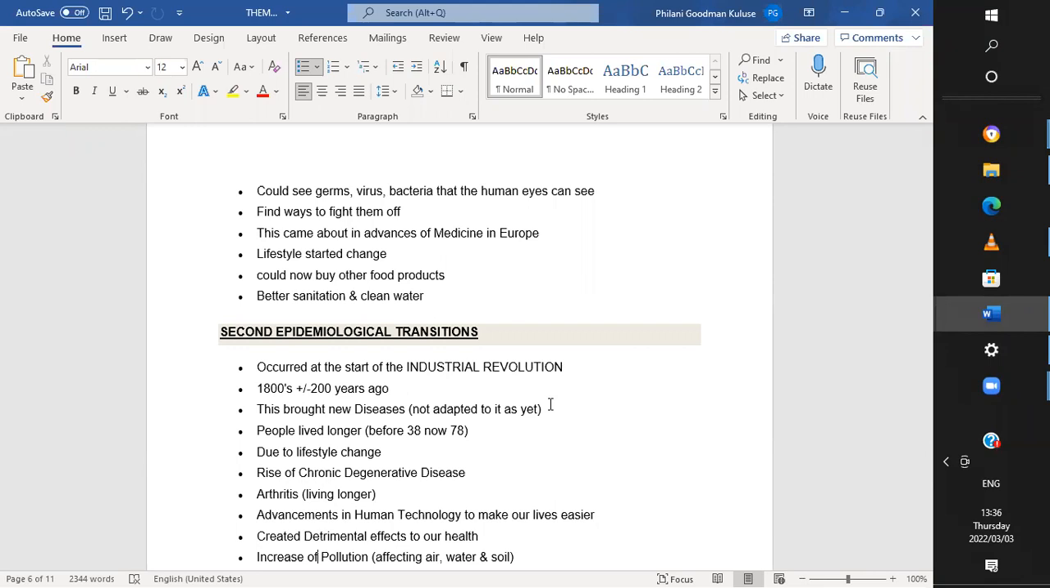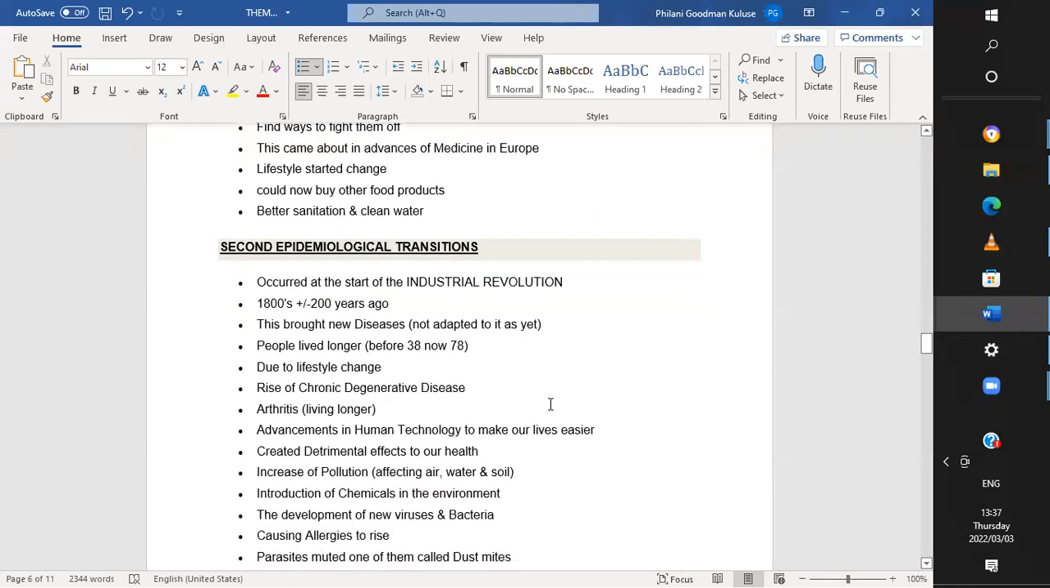We have less and less trees, with the tropical rainforest being cut every year. So industrialization itself is, or continuously becomes, a problem. 1800s, 200 years ago, this happened. This brought new diseases, not adapted to it as yet, because we understand that biomedicine only advanced recently. Plague happened, as I've mentioned.